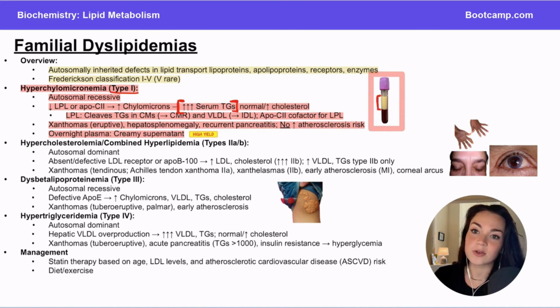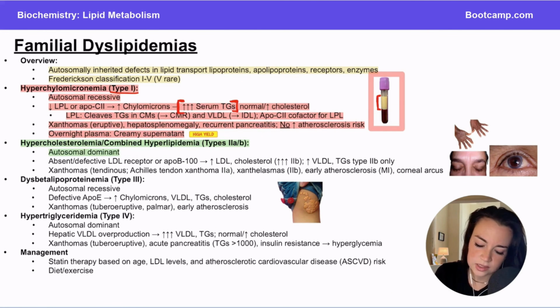All right, let's move on, talk about type 2 familial dyslipidemia. This is called familial hypercholesterolemia or familial combined hyperlipidemia. That's broken into types 2A and 2B, hypercholesterolemia being type A, combined hyperlipidemia being type B. Both of these are inherited in an autosomal dominant fashion.